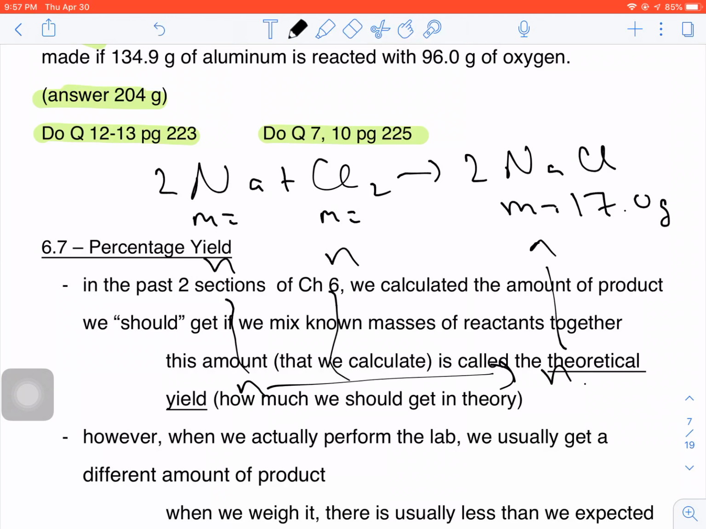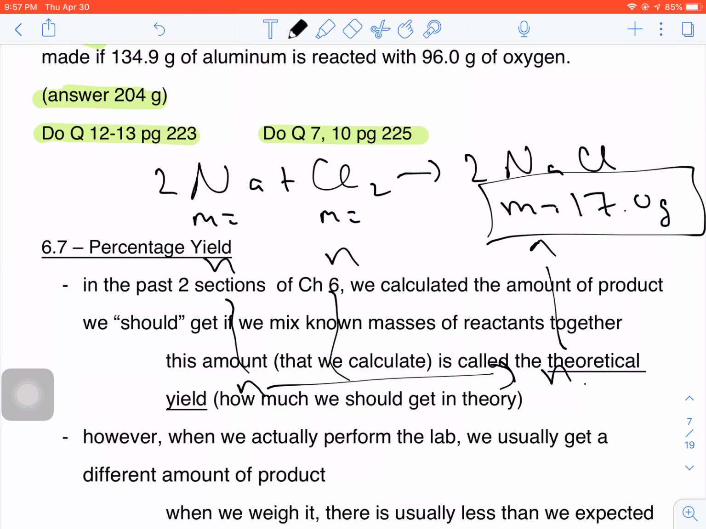Okay, so that's what's supposed to happen. I sent you home the night before the lab, and I said, I'm going to give you 20 grams of sodium and 20 grams of chlorine or whatever. I'm making some numbers up. Go home and do the question that's on the test, which is this question, and figure out how many grams of sodium chloride we're supposed to get. So you go home, you do the work, and you all come back with the same answer, and it's right, and it's 17 grams.